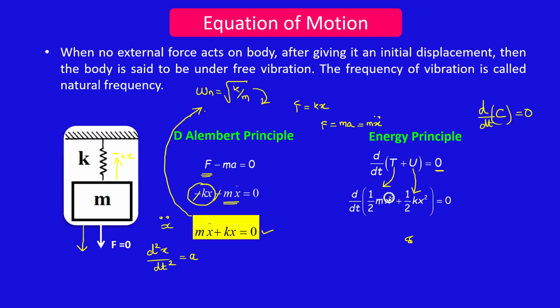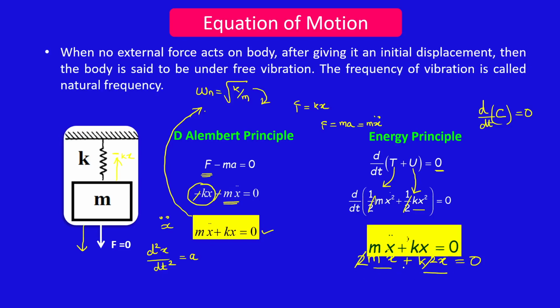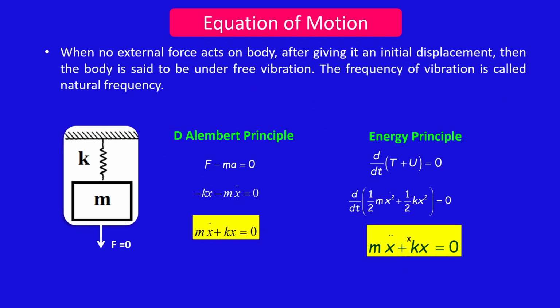Now differentiate this equation. I can cancel 1 by 2 on both sides. M constant, x dot squared becomes 2 into x dot x double dot. Then d by dt of kx squared, k constant, gives 2kx x dot, equal to 0. Again, I can cancel 2 on both sides. Mx double dot plus kx equal to 0. That's what we are getting. So we are getting the same equation here, using the energy principle.